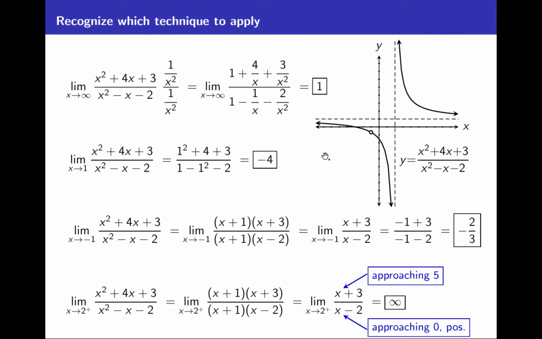And also notice that in this function, when x is negative 1, you get a 0 in the denominator. So you're going to pick up a hole in the graph right there at x equals minus 1. But the limit as x approaches minus 1 is defined, it was negative 2/3. So this hole is at a y-coordinate of negative 2/3.